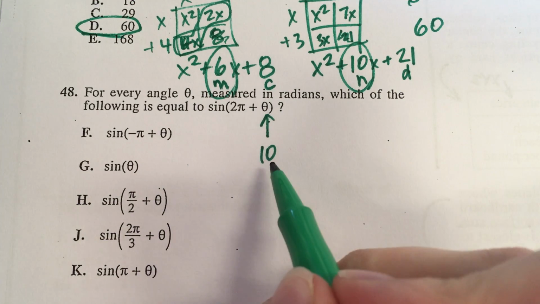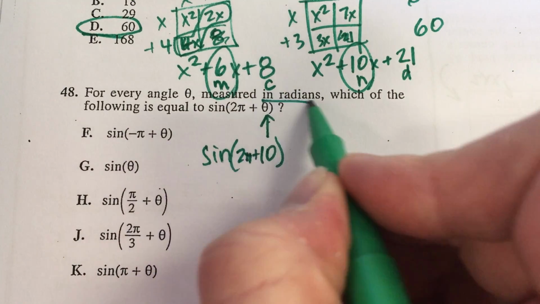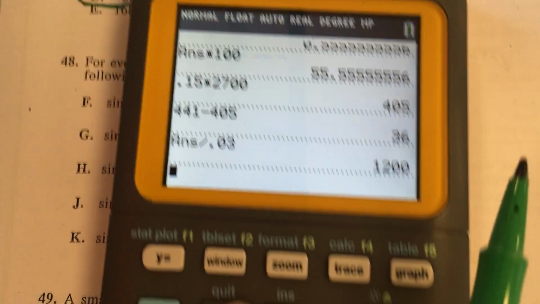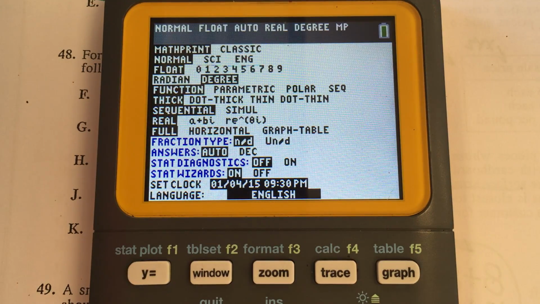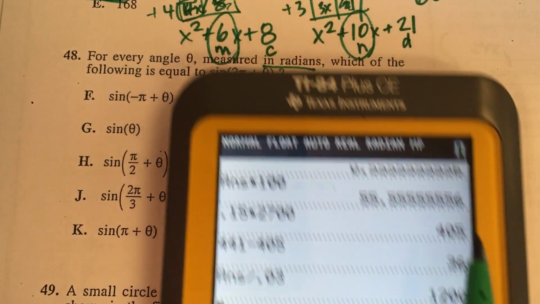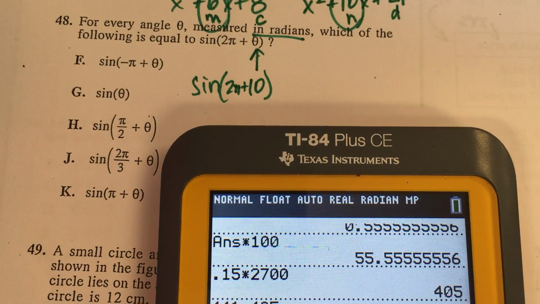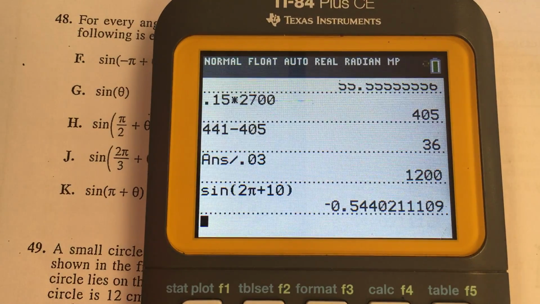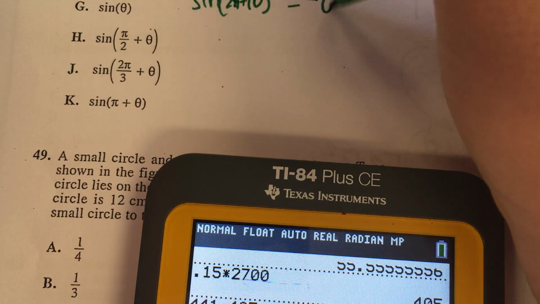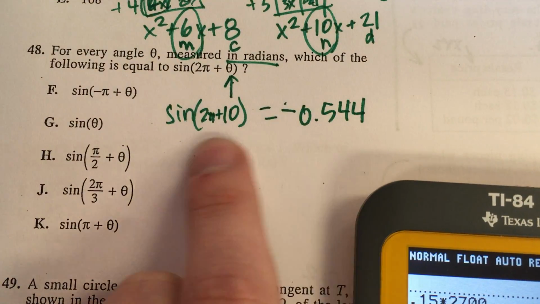So sine 2 pi plus 10 is what I'm gonna put in my calculator. The one thing that it says here though is that it's in radians. So when I go to my calculator, I see that up here it's in degrees. I'm gonna go ahead and press the mode button and go down to radians and press enter to click it into radians. So now I'm in radians. So I'm gonna put in sine of 2 pi plus 10, because that was a number I chose to plug in, and I get this number here. So negative 0.544.